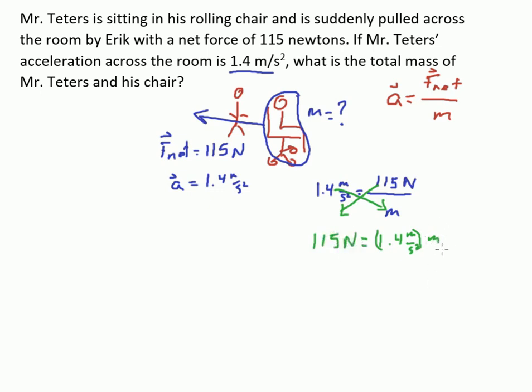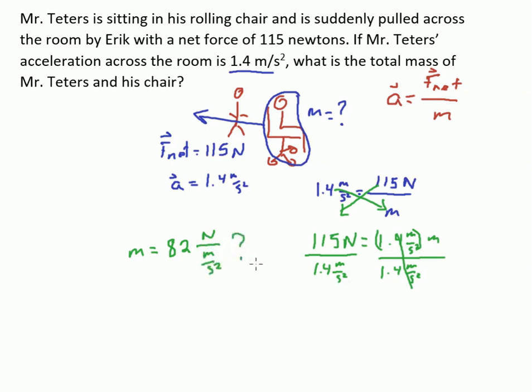I still want to get the mass by itself, so I'm not done just yet. I'm going to divide this side by the 1.4 meters per second squared, so that'll cancel out. If I do it to this side, I have to do it to the other side over here. So that means I have a mass equal to 115 divided by 1.4. This works out to be about 82 newtons per meter per second squared.